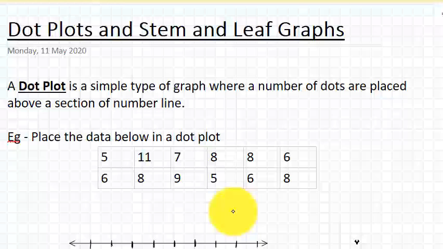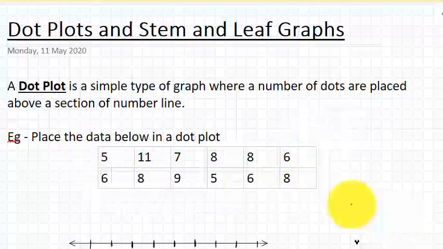The next thing we come to is two of the simpler graphs that we've got to look at, dot plots and stem and leaf graphs. Now these are both things you guys will have seen before, but we're going to go over them again in this topic. So, for some reason my cursor is very small and almost invisible in here at the moment.